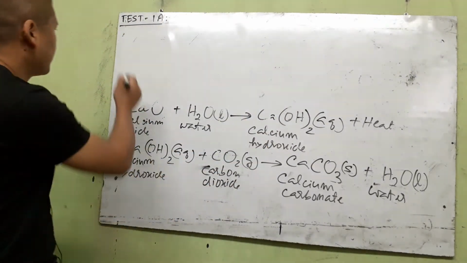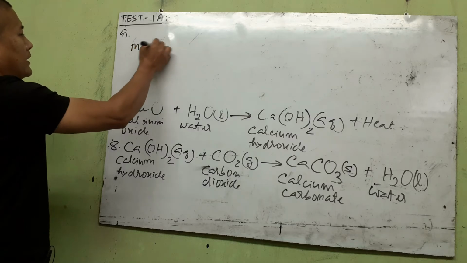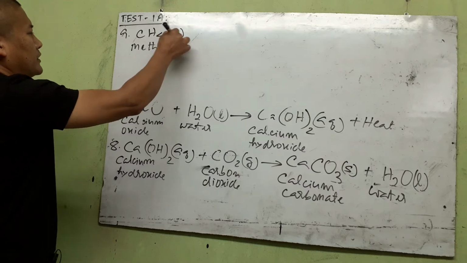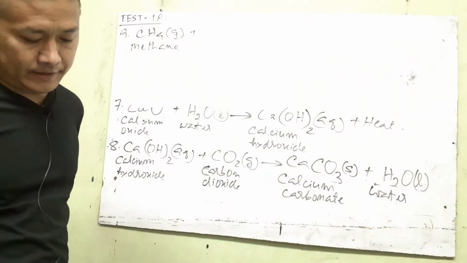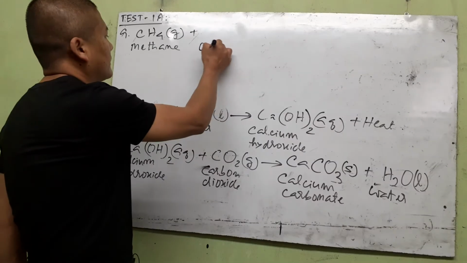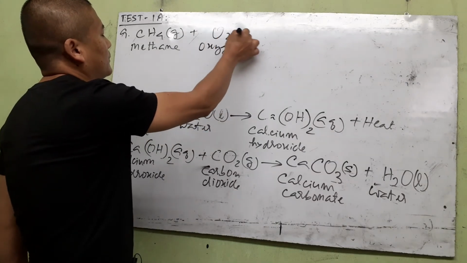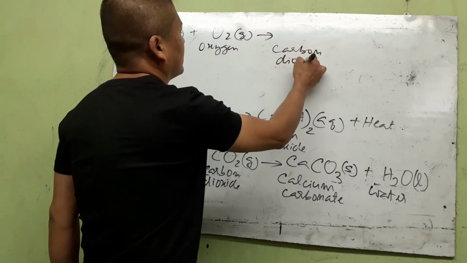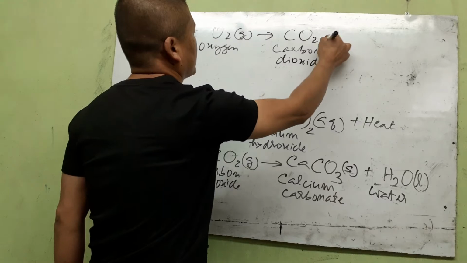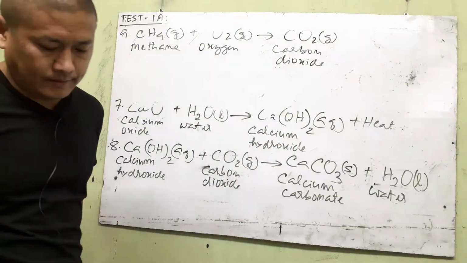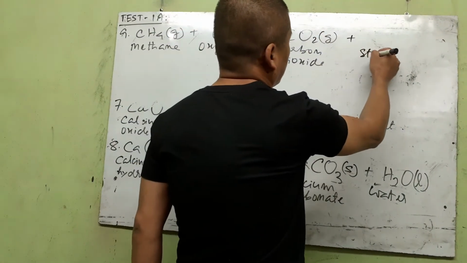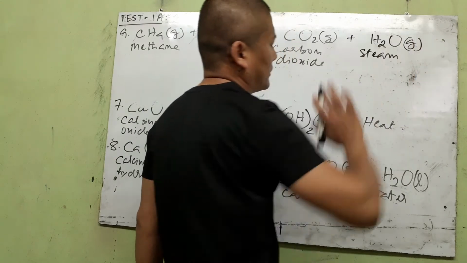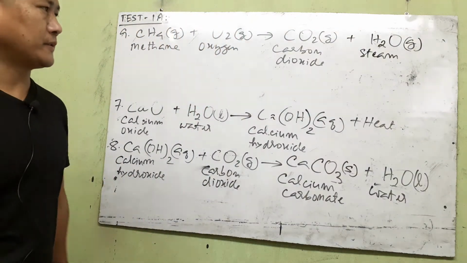So 9 is methane. Methane is a gas. It's an organic compound. Just memorize the formula CH4 (g). It burns in or reacts with oxygen, O2, which is in the gaseous form, to give us carbon dioxide. In the word equation, carbon dioxide is mentioned as a gas, I think. Yes, and steam. So steam chemically is the same as water. So H2O (g), steam, the gaseous form of water.